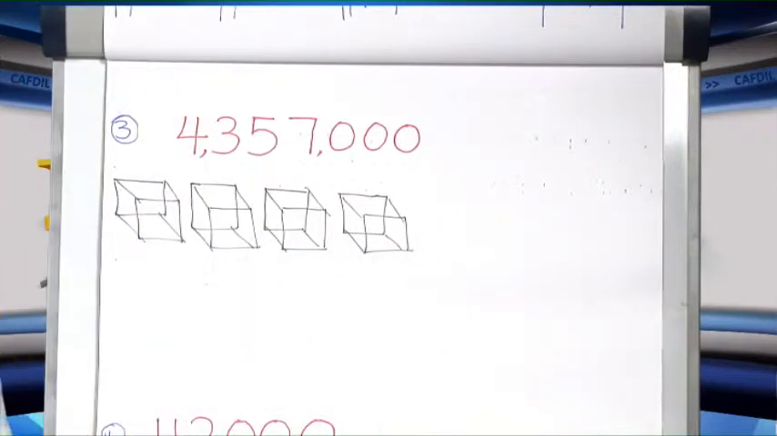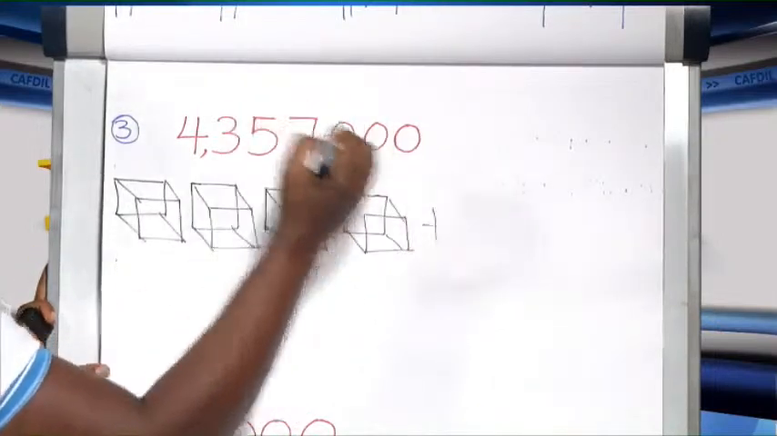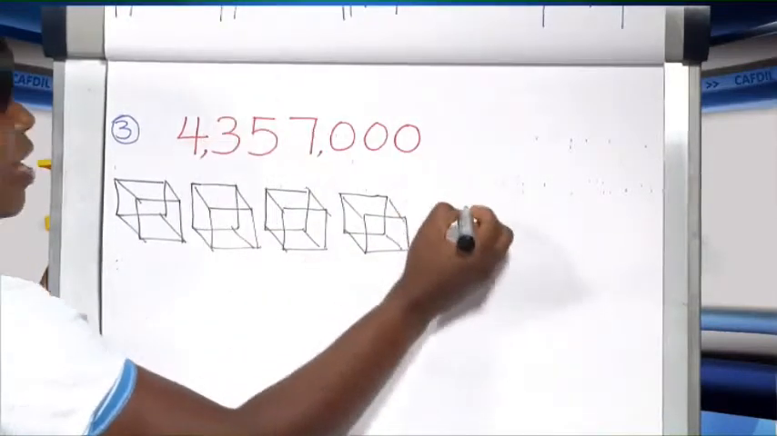We have our 4 million. How many blocks? 1, 2, 3, 4. Remember, 1 is 1 million, so 4 is 4 million. So the next one will be the flats. How many flats? 3 flats.